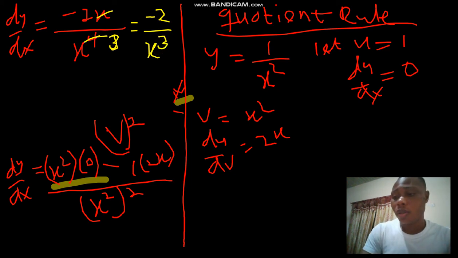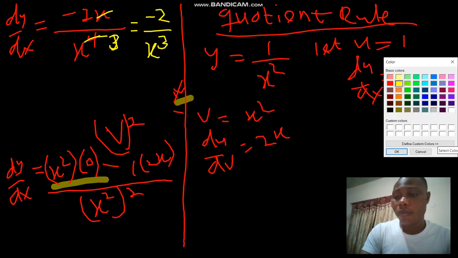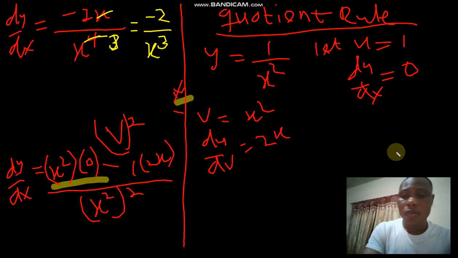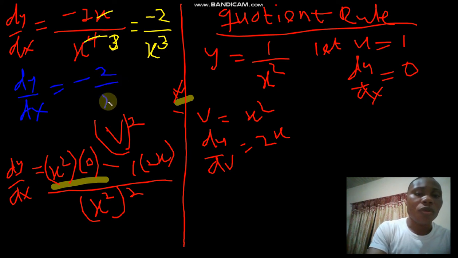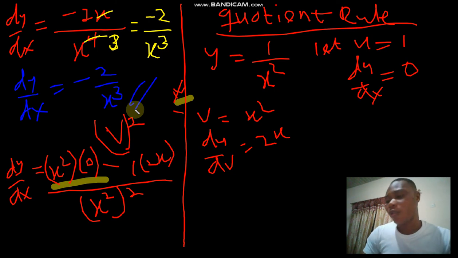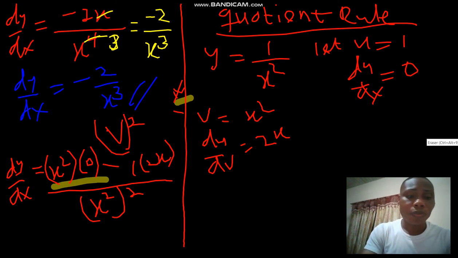So my dy/dx is just equal to negative 2 over x to the power 3. That's it, using the quotient rule. Okay, let's try another example.